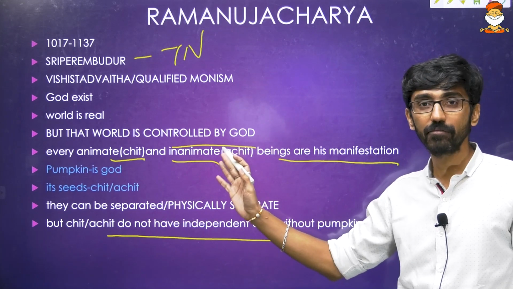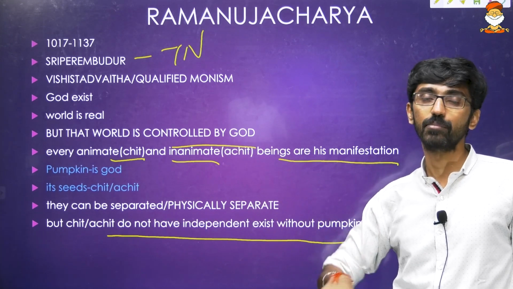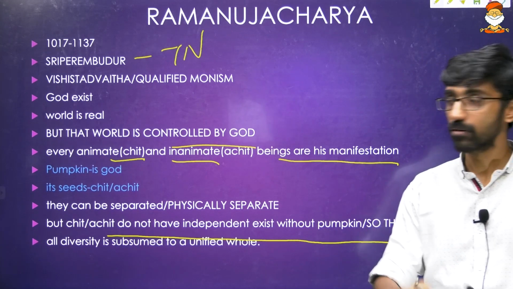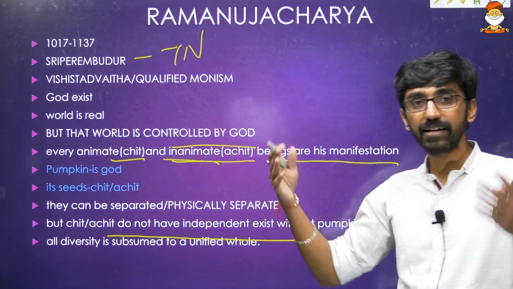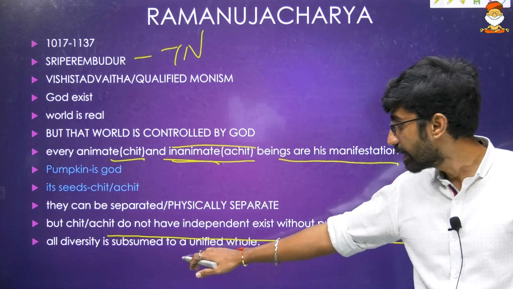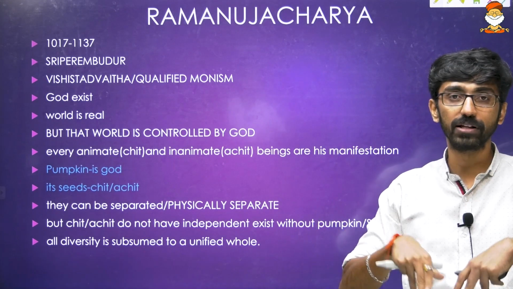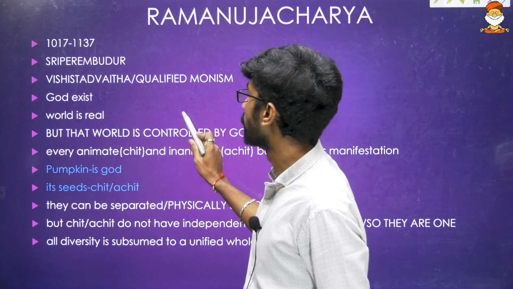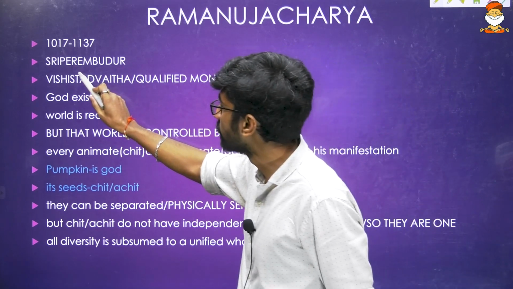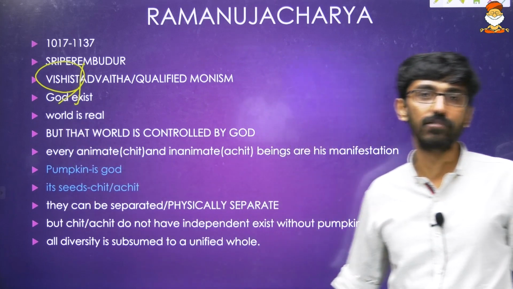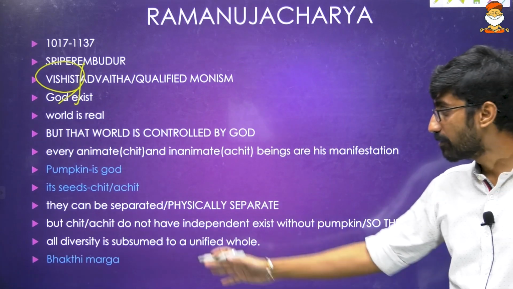So that is the understanding of Ramanujacharya. All diversity, that is Chit and Achit, is subsumed into one, unified into a whole. That is the reason for Visishta Advaita, qualified monism. He also talks about Advaita with certain qualifications. And he believed in Bhakti Marga.